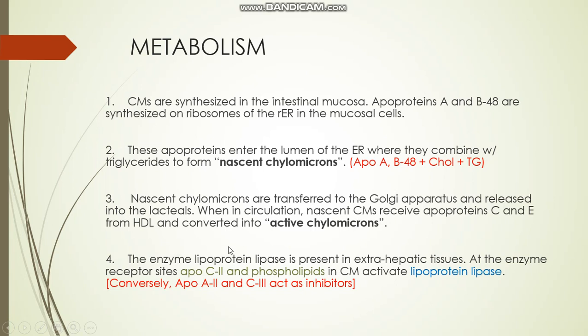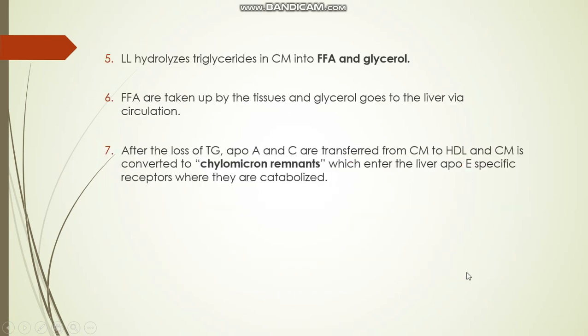Lipoprotein lipase is a very important enzyme which you all have to remember, and it is present in most of the extrahepatic tissues. At the enzyme receptor sites, apoprotein C2 and phospholipids in the chylomicrons activate lipoprotein lipase. Conversely, apoprotein A2 and C3 act as inhibitors for lipoprotein lipase. Lipoprotein lipase then hydrolyzes triglycerides in the chylomicrons into free fatty acids and glycerol.